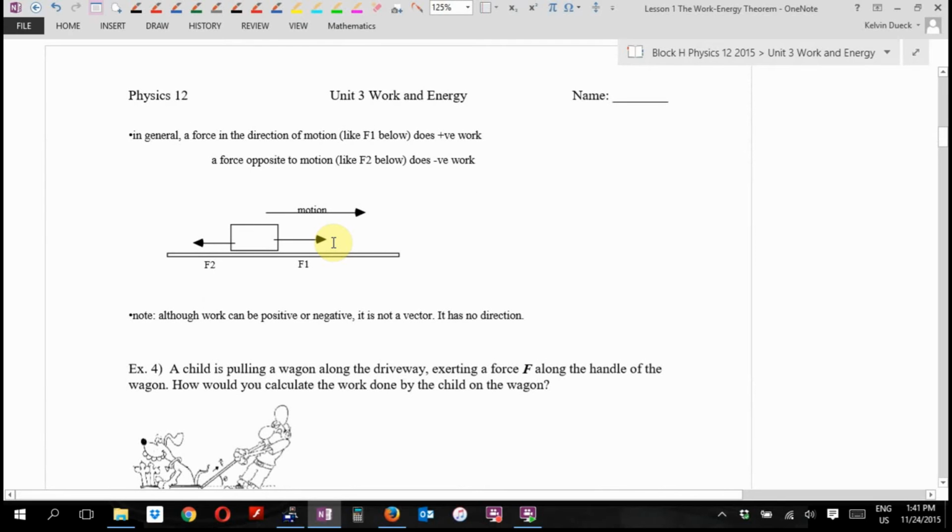In general, a force in the same direction as the motion, like F1 in the picture below, does positive work, or if you want to phrase it differently, makes the object gain energy. A force opposite to motion, like F2 below, does negative work, or makes the object lose energy. So you can have negative work, but it's not a direction because it's a scalar, it's a quantity. If you have negative work, you've lost energy. It's not giving you any kind of a direction indication. It's just that you get less than you had before. Positive work, you've gained energy. Okay?